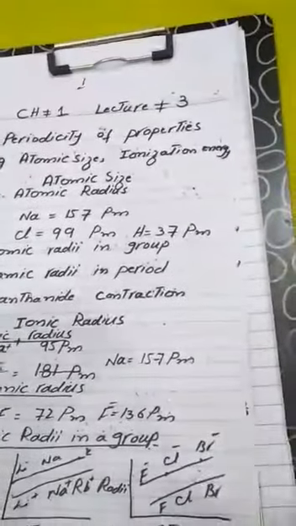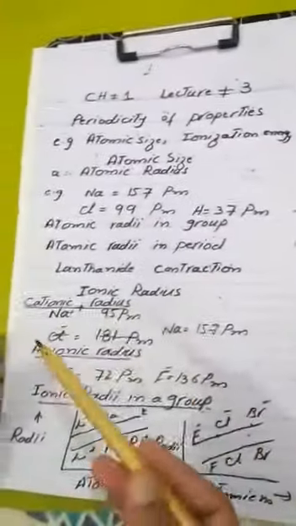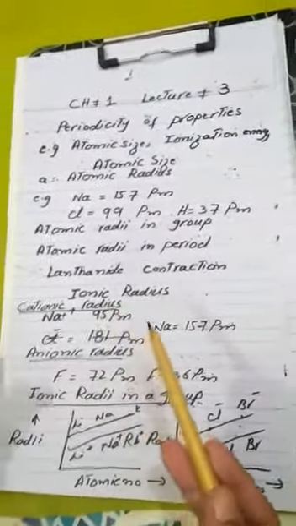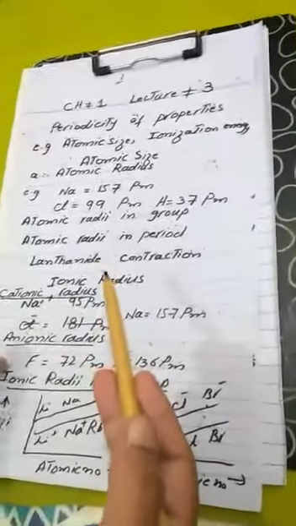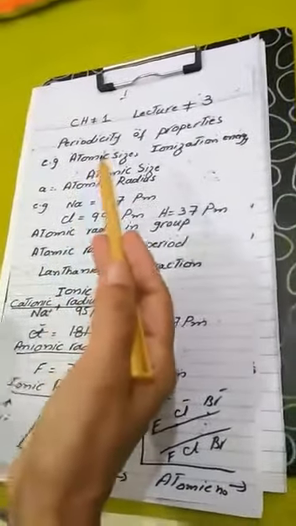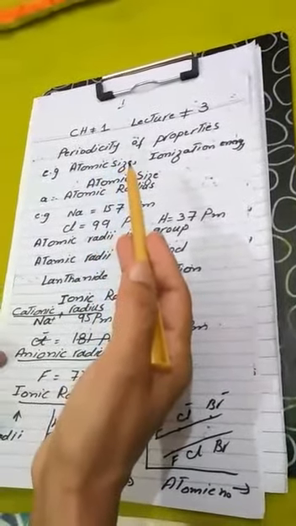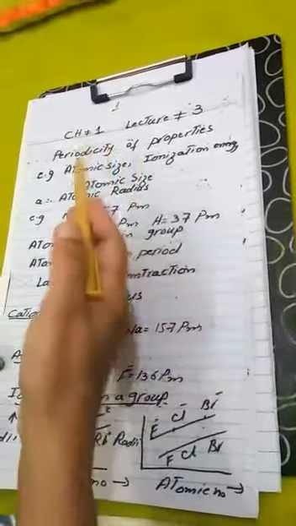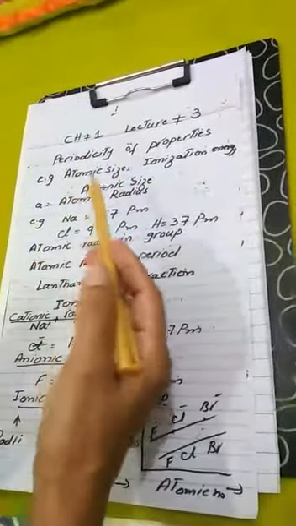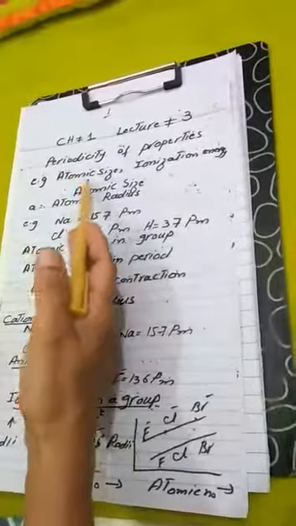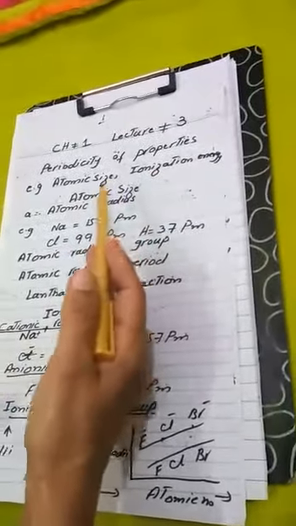This chapter is related with the periodic table. Here we will discuss different properties of elements on the basis of the periodic table. The cyclic changes in the properties of elements after regular intervals in atomic number are called periodic trends. This is also known as periodicity of properties. For example, atomic size and ionization energy.